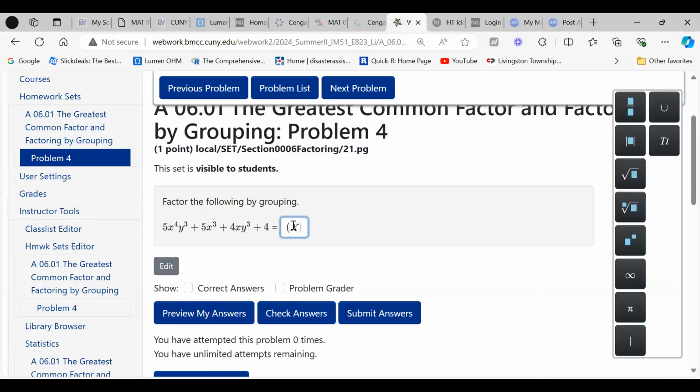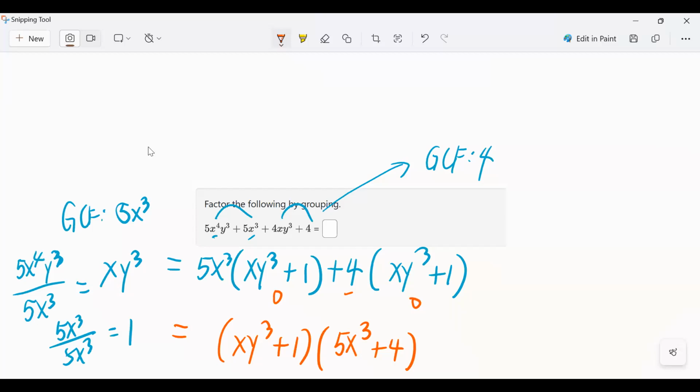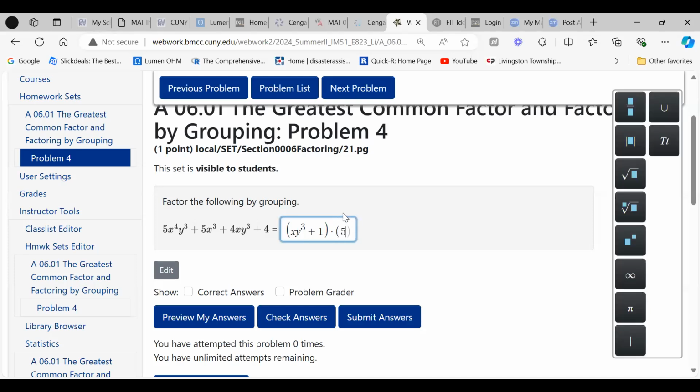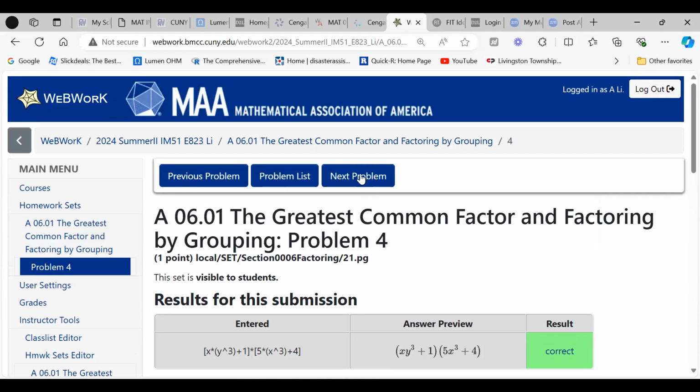So (xy cubed plus 1) times the other term, (5x cubed plus 4). Both parentheses have similar answers, and yeah, it's the correct answer.